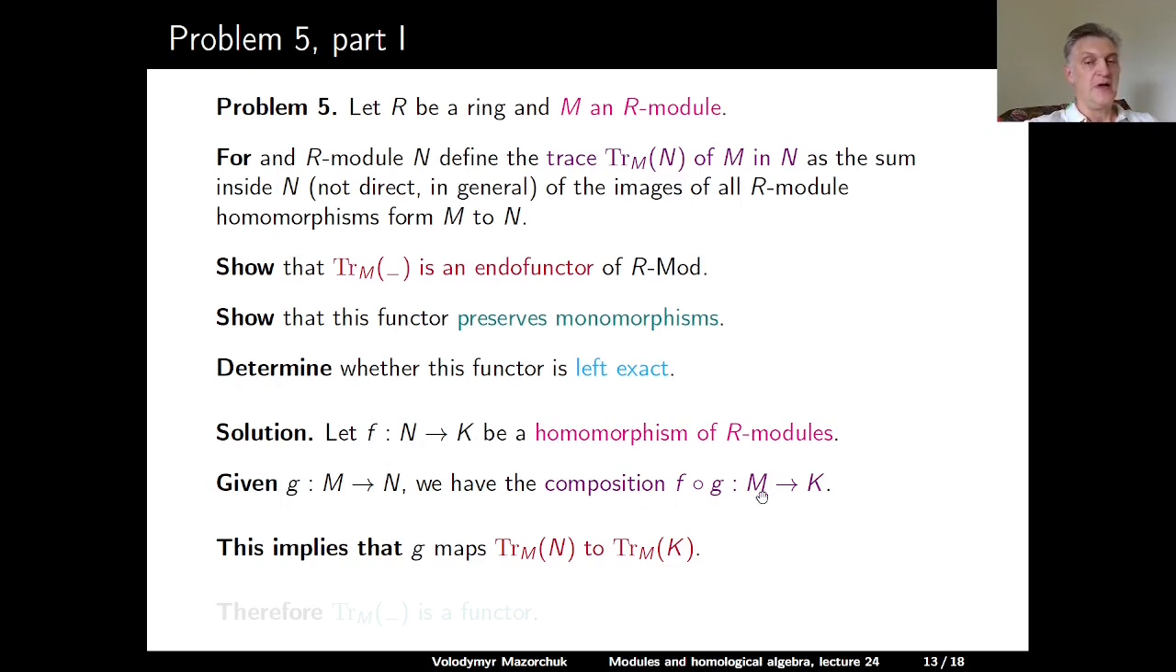When we apply F, we get that the outcome is in the sum of some F after G's, which are maps from M to K. This means the trace is a functor.